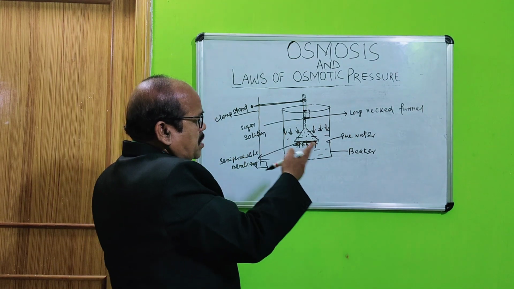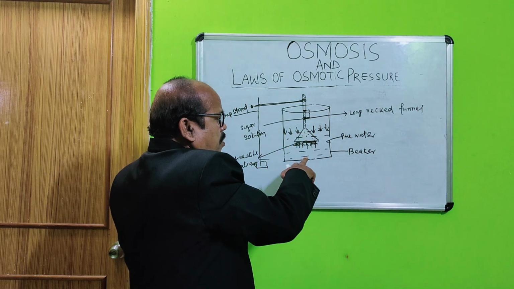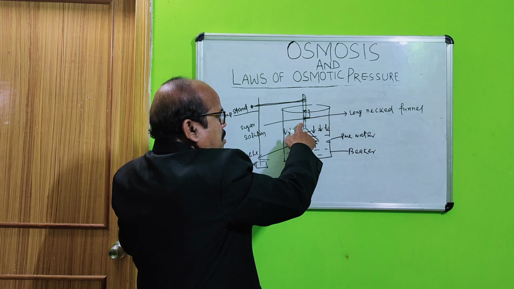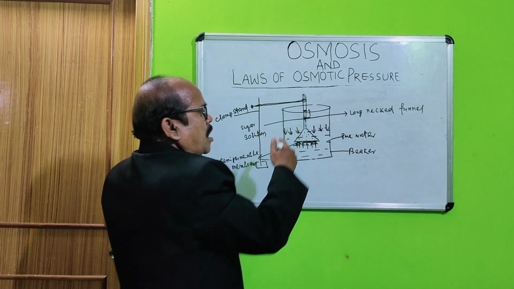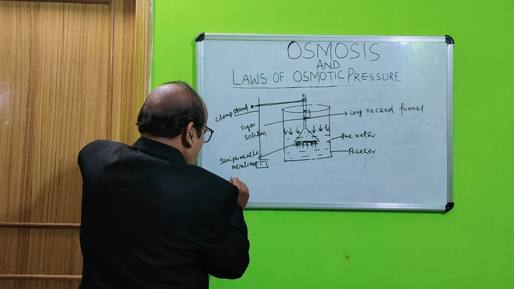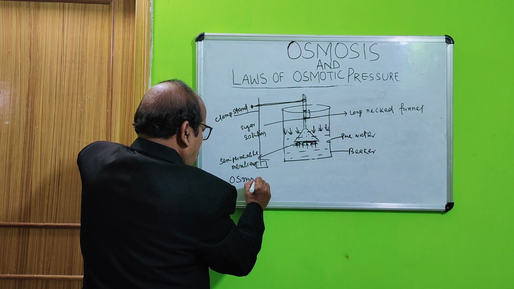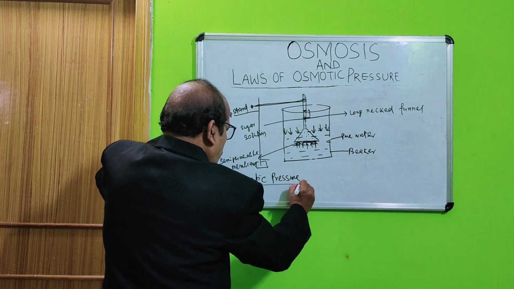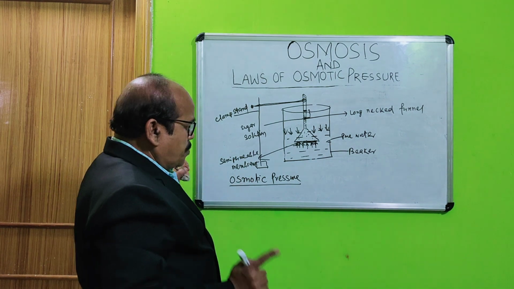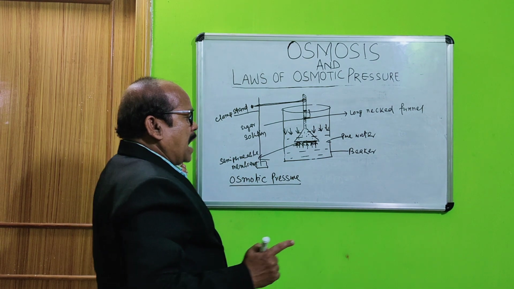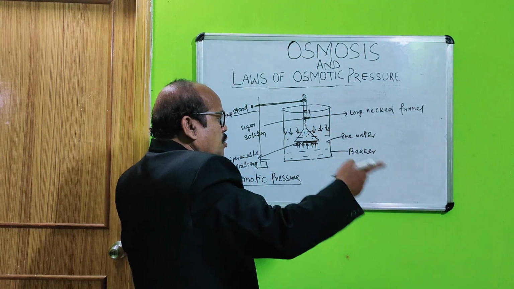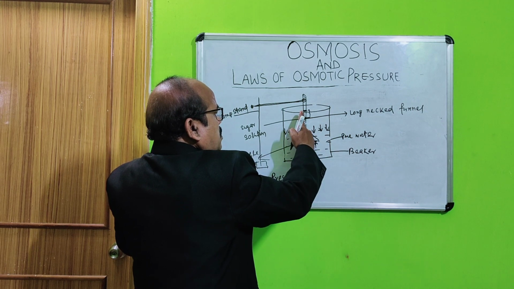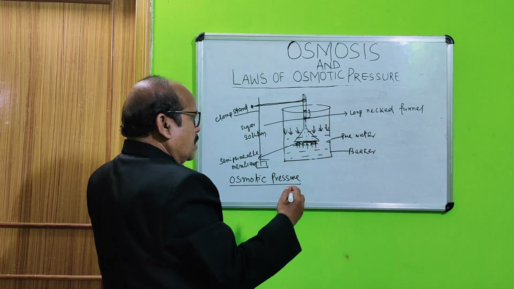Now the excess pressure which is required just to stop the flow of the liquid from lower concentration to higher concentration through a semipermeable membrane is called osmotic pressure. So osmotic pressure is defined as the excess pressure which is required just to stop the flow of the liquid from lower concentration to higher concentration through a semipermeable membrane.